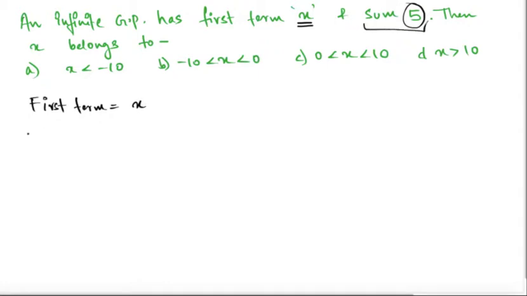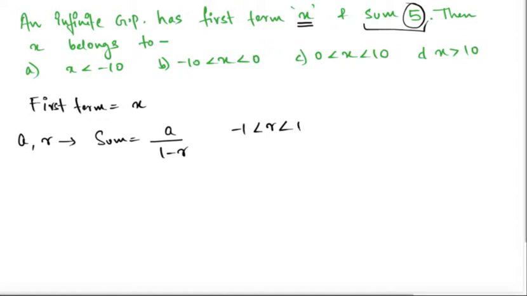For an infinite GP, let's say if my first term is a and the common ratio is r, the sum is given as a upon 1 minus r, and the important condition here is that r is between minus 1 and 1.